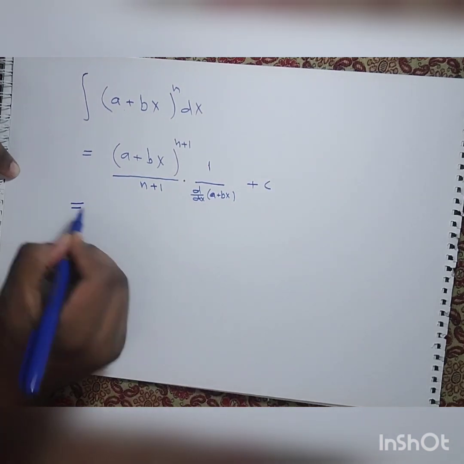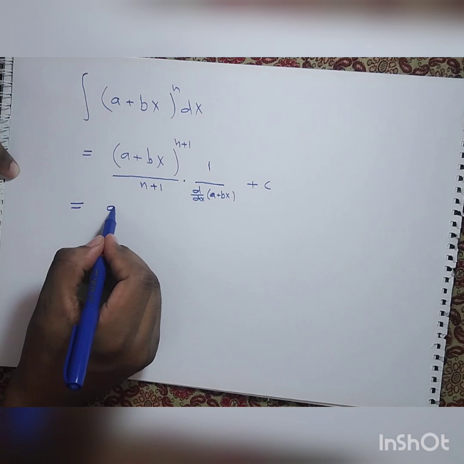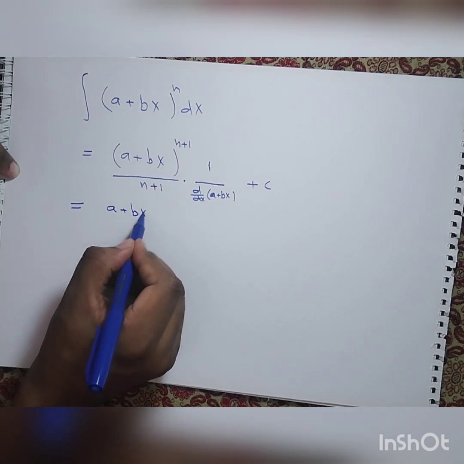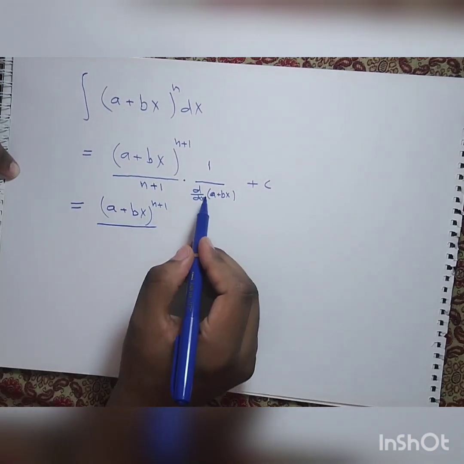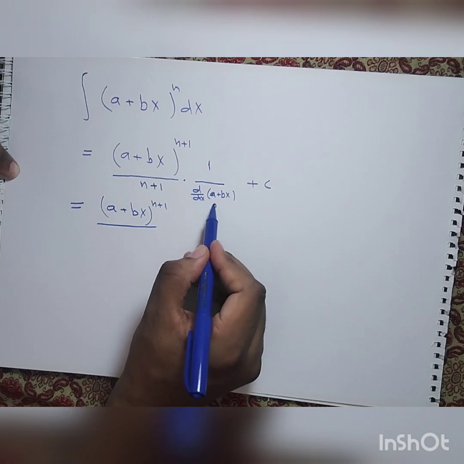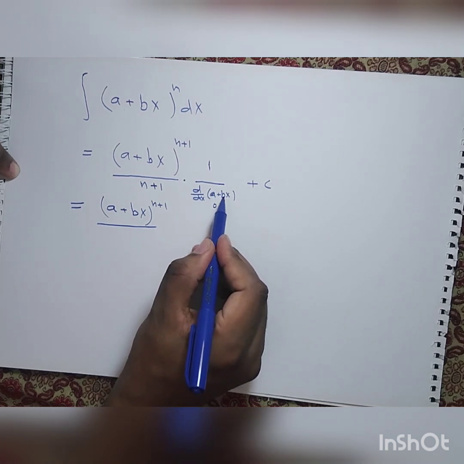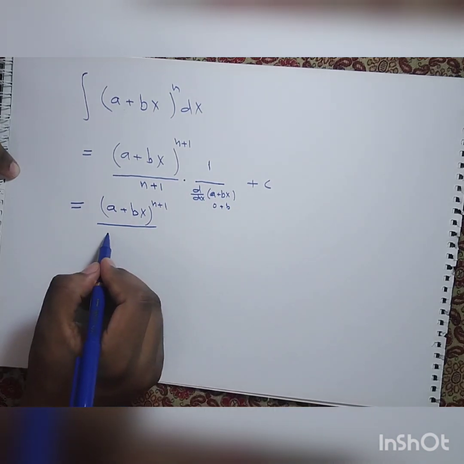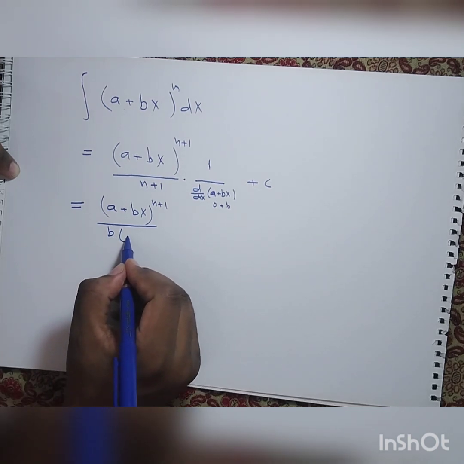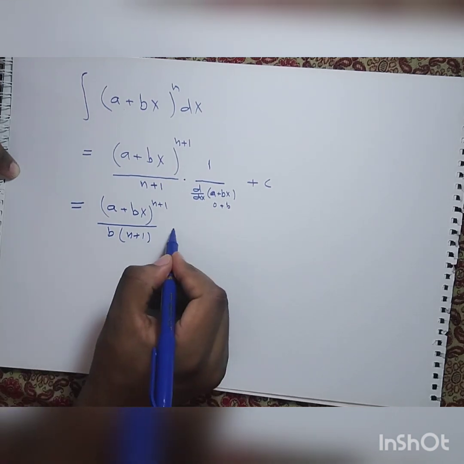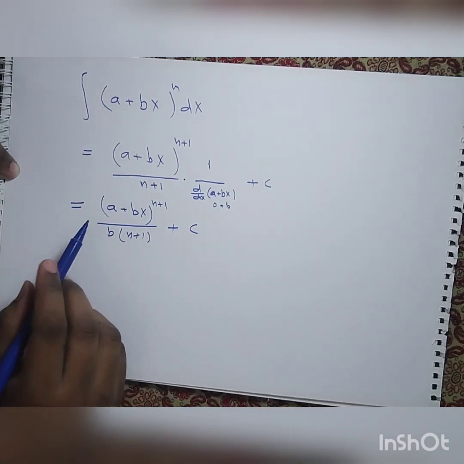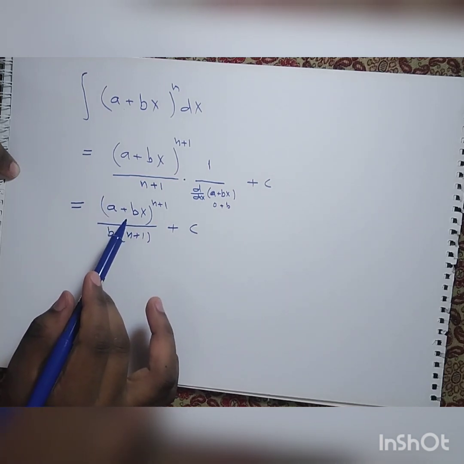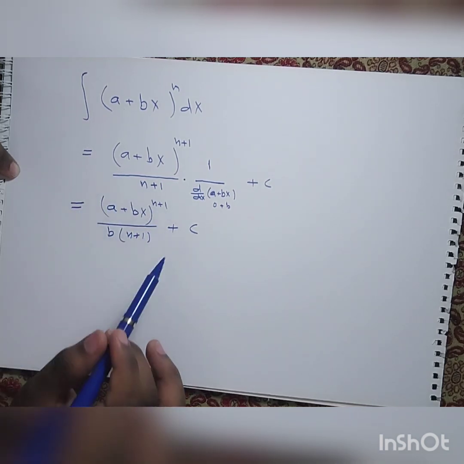So that means this will be (a plus bx) to the power n plus 1 divided by the derivative of a constant, which is a here is 0, and the derivative of bx which is b only. Then that means here we would have b times (n plus 1), then plus a constant. So we will understand why in the next video. This can be done by using the integration by substitution.